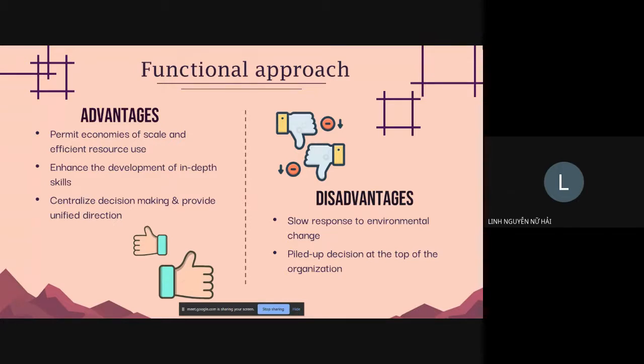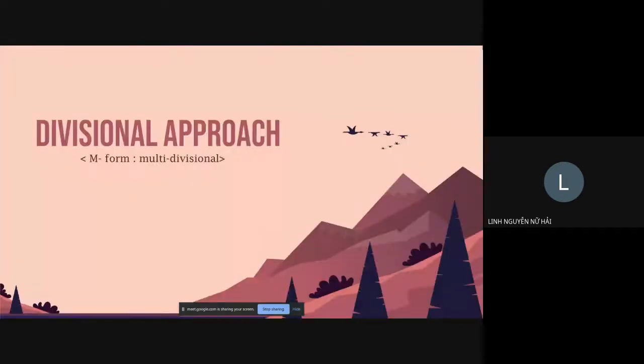Not designed to change quickly, functional structure works well in a stable environment where your business strategies are less inclined to need changes or updating. Now, let's move on to the next one, divisional approach, which is sometimes called M-form or multi-divisional structure.